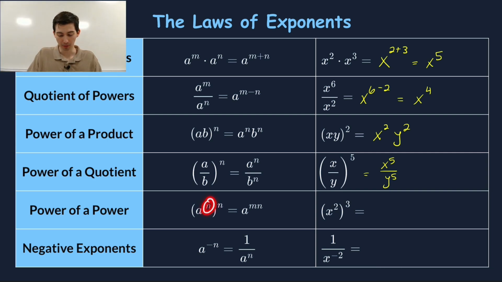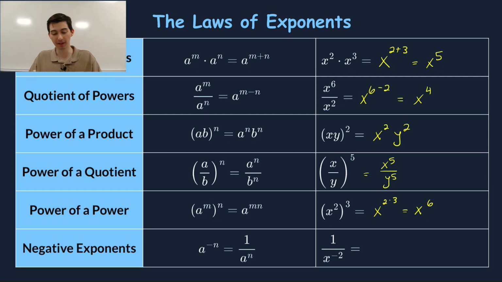Then, if we have an exponent raised to another exponent, what we're going to end up doing is multiplying those two exponents together. So if I have x squared raised to the third power, I can say this is x to the 2 times 3, which will give me x to the 6th.